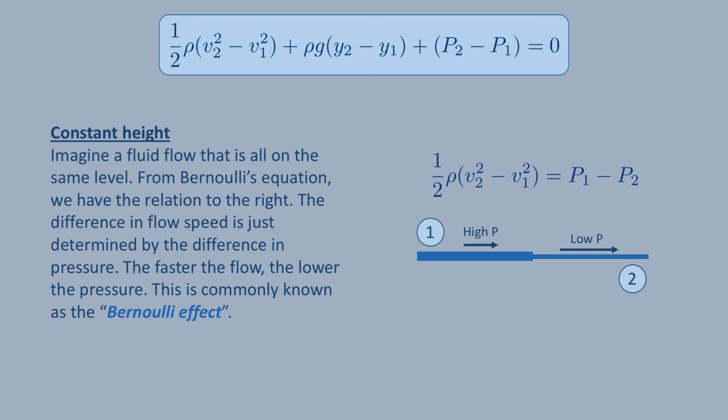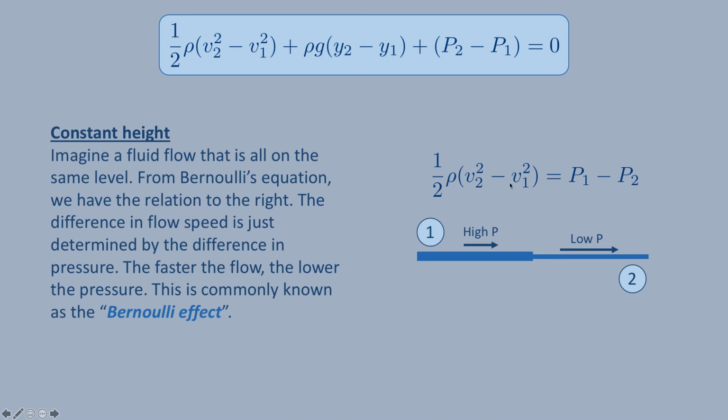And now the third case is what happens if there's a constant height. So the fluid flow is not going up or down at all, but the velocity is changing and the pressure is changing between different points in the flow. Now, how are those related? So the height term is gone from the equation. This term right here goes to zero.